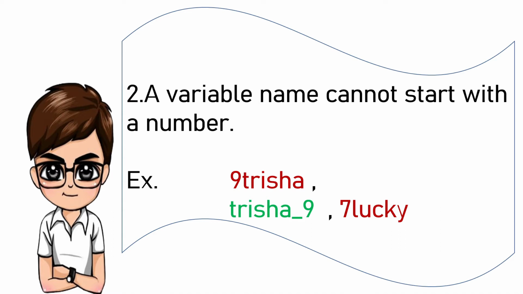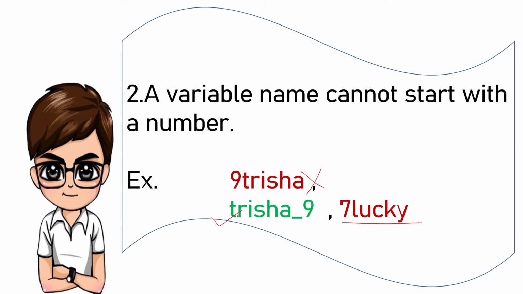Now next, a variable name cannot start with a number. This is the important condition here. A variable name cannot start with a number, because here 9Trisha is a wrong variable name. If you type this variable name, Python will quickly complain and you will get an error. Now here 7lucky is also a wrong variable name. If you type this variable name in any IDE, Python will quickly complain and you will get an error.